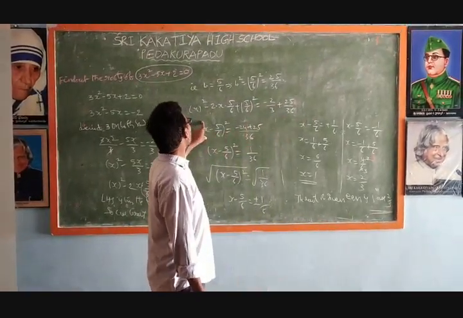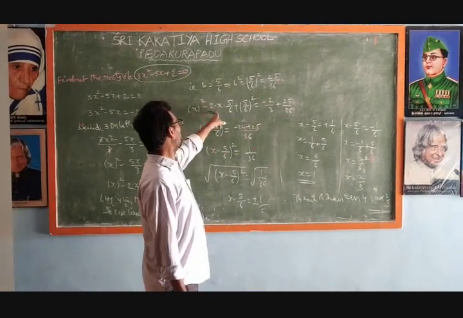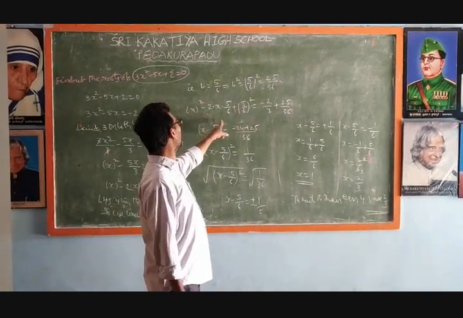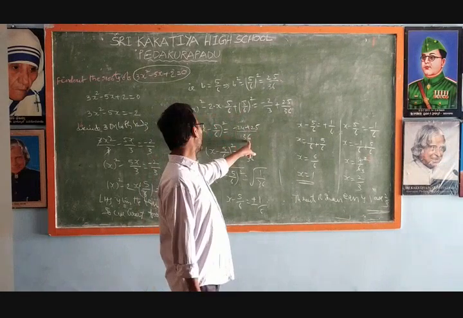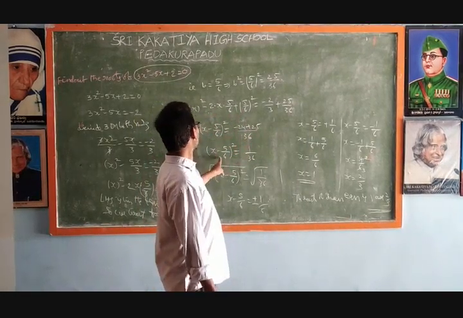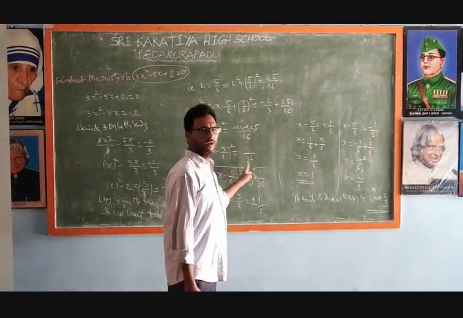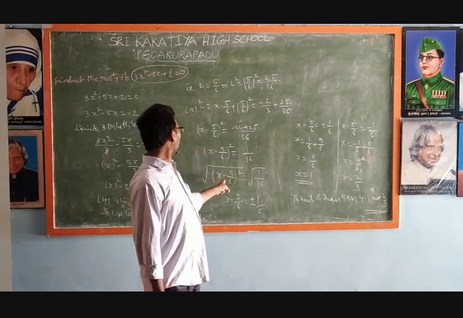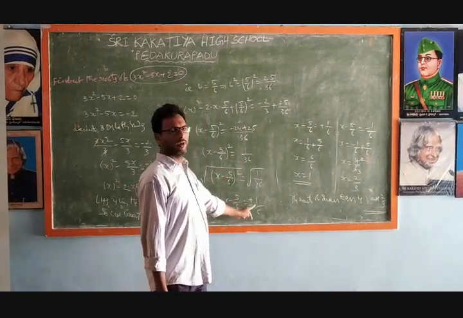This is (x − 5/6)², because a² − 2ab + b² = (a − b)². That is equal to (−24 + 25)/36, that is 1/36. So (x − 5/6)² = 1/36. Take the square root on both sides: x − 5/6 = ±1/6.